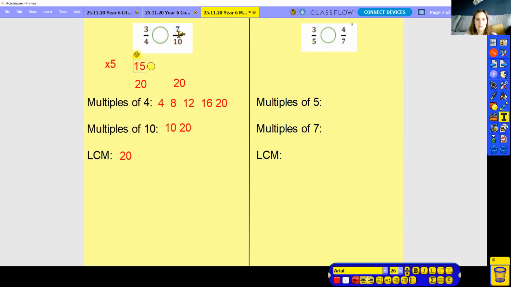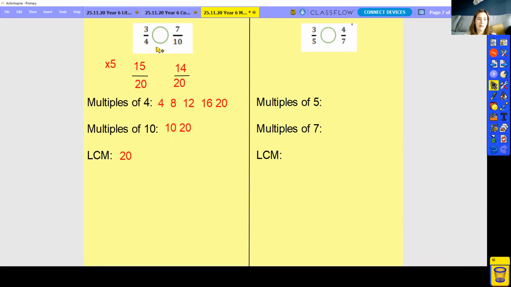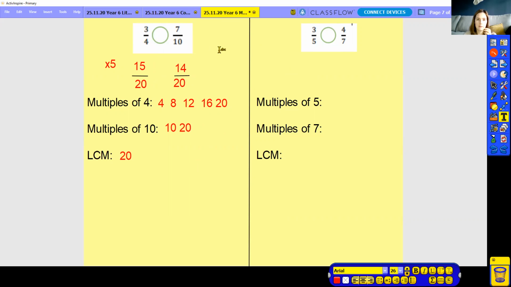And then this one, to get from 10 to 20, we times by 2. So we do 7 times 2, which is 14. Put my lines in. So we've got 15/20 or 14/20. The largest, of course, is 15/20, and that was 3/4. That's this side here, so we're going to put a greater than. So 3/4 is greater than 7/10.